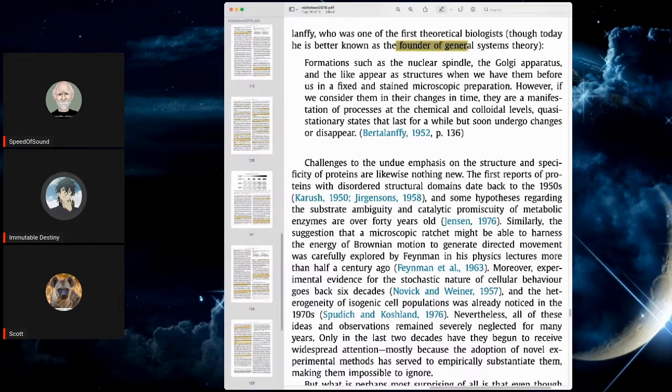Formations such as the nuclear spindle, the Golgi apparatus, and the like appear as structures when we have them before us in a fixed and stained microscopic preparation. However, if we consider them and their changes in time, they are a manifestation of processes at the chemical and colloidal levels, quasi-stationary states that last for a while but soon undergo changes or disappear.